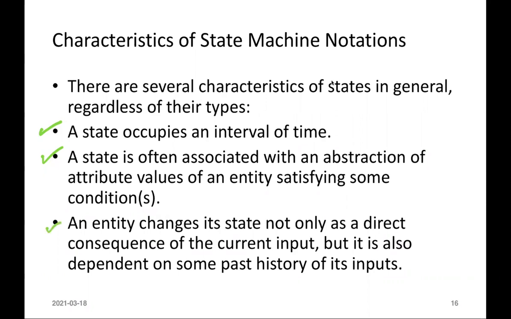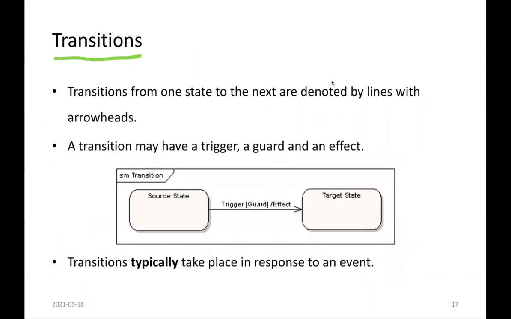As we talked enough about states, let's now talk about transitions, which are the second major component in building a state machine diagram. A transition is considered a jump or movement from one state to another state. Normally, we use lines with headed arrows to describe the transition between states. A transition may have 3 main components: a trigger, a guard, and an effect.